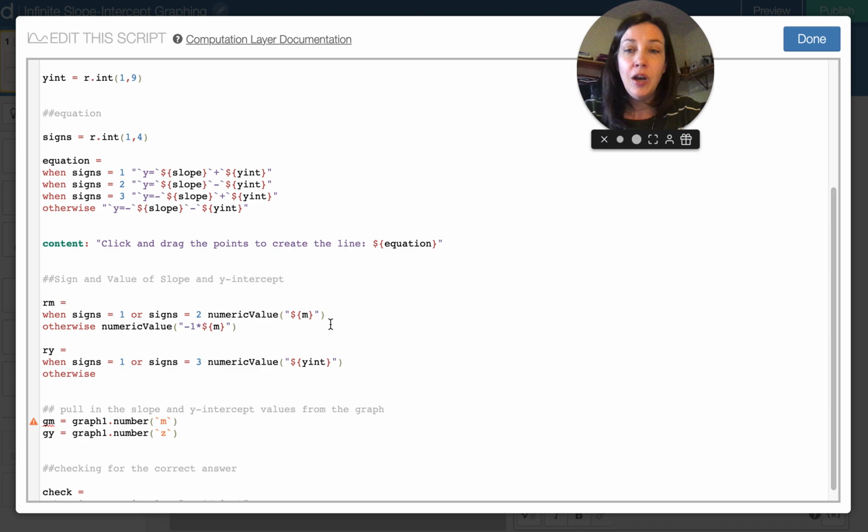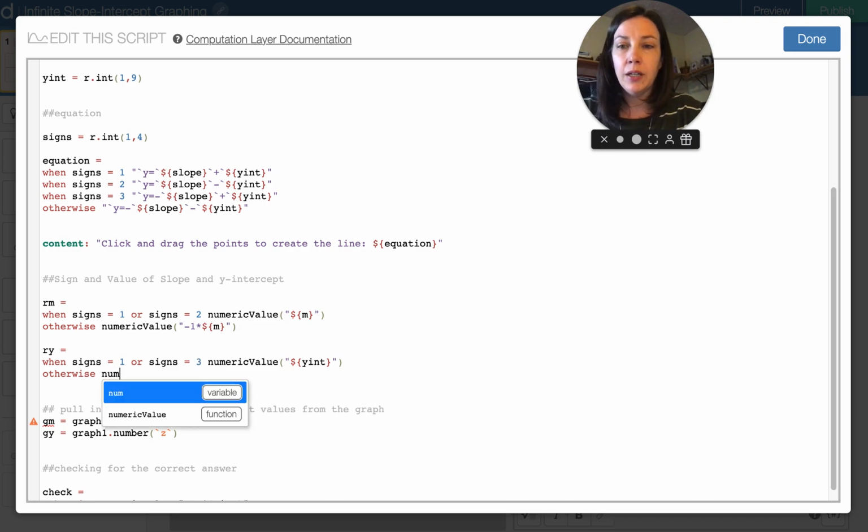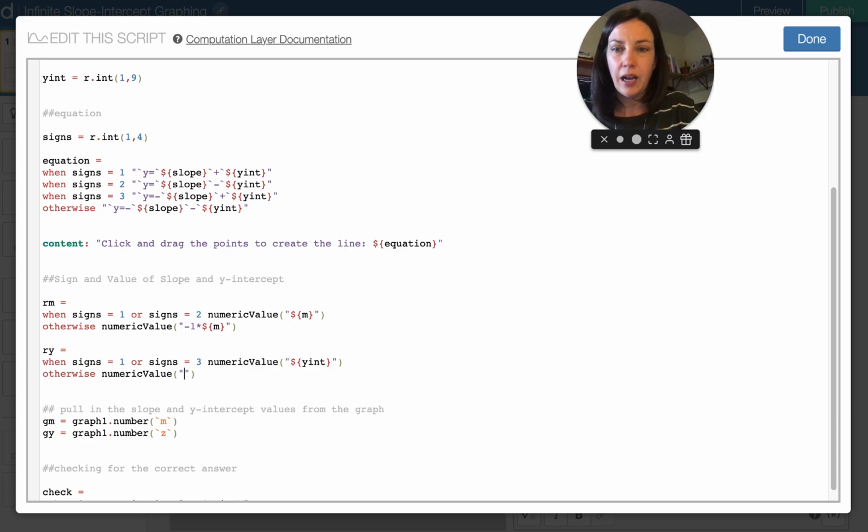Otherwise, when signs is 2 or 4, right? 2 or 4 are options. We have to keep going here. Then the numeric value is, I feel like I did this, -1 times the y-intercept. Oh my goodness. I hope I don't have you completely confused now. All right, so now this makes sense.